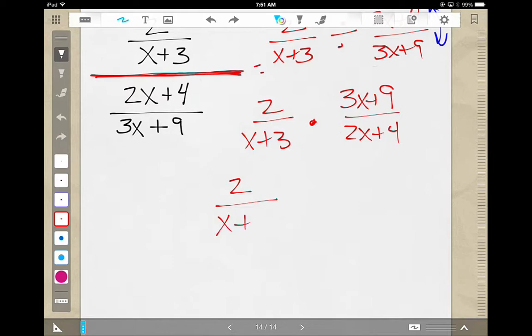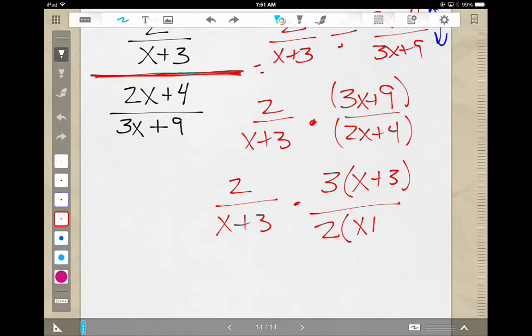2 over x plus 3 doesn't have any factors to come out. I noticed that the 3x plus 9 has a common factor of 3, so that'd be 3 times x plus 3. And the 2x plus 4 has a common factor of 2, so that would be 2 times x plus 2.